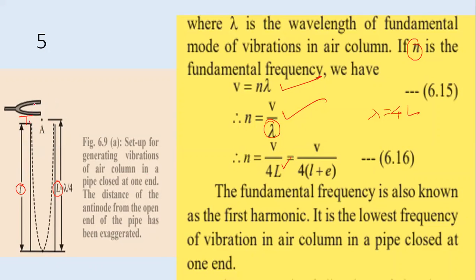The distance between node and antinode is equal to the length of the air column, that is the length of the pipe plus this end correction. So capital L is equal to small l plus e. This frequency is the minimum frequency of vibration of the air column, the lowest frequency of vibration of the air column, and this frequency is called the fundamental frequency, or it is also called the first harmonic.